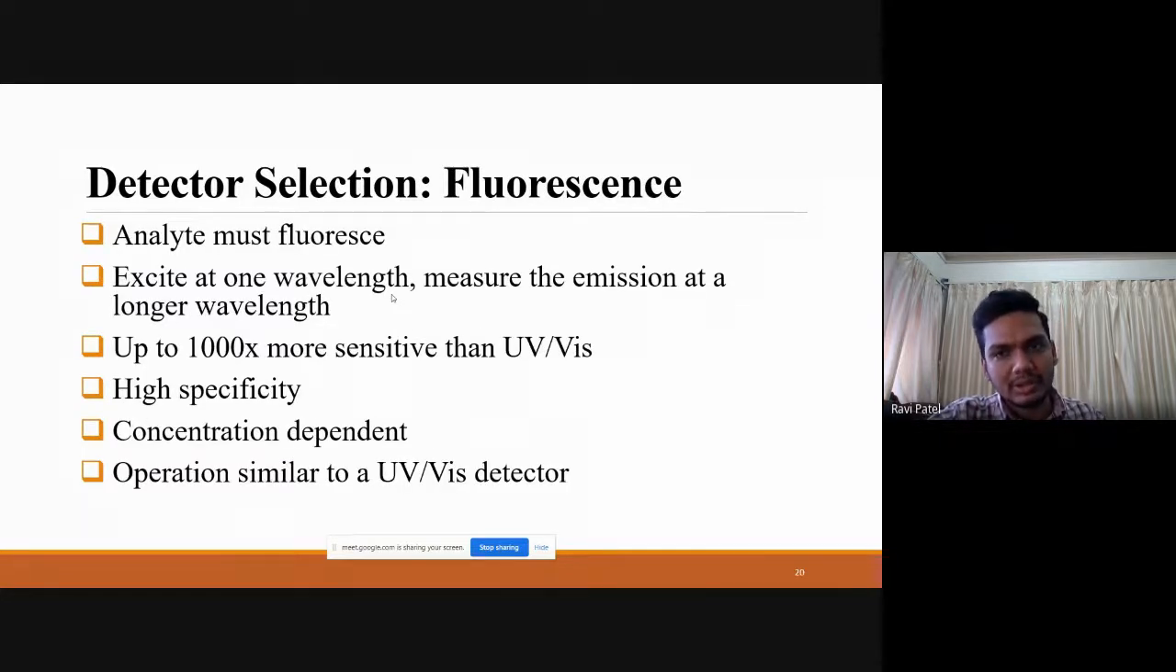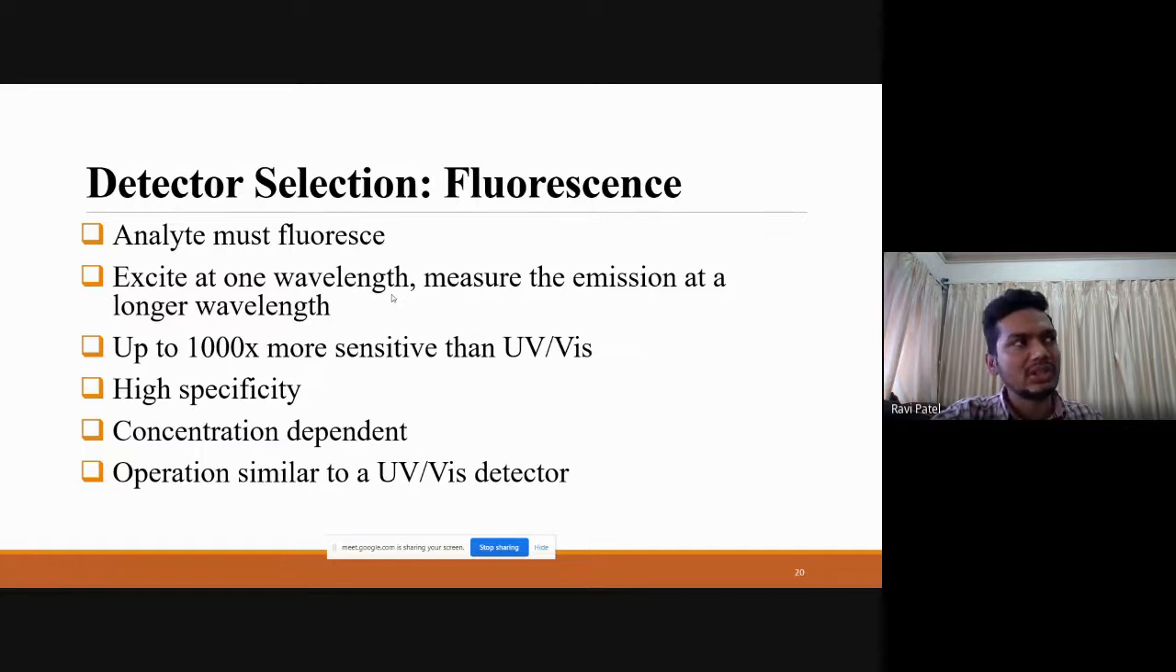Then the fluorescence detector is there. According to the nature of our compound, as we all know, vitamin B12 is fluorescent in nature. So for the estimation of vitamin B12, we incorporate this fluorescence detector. Another drug is lubiprostone. It is also fluorescent in nature, so analysis of lubiprostone is done by the fluorescence detector.